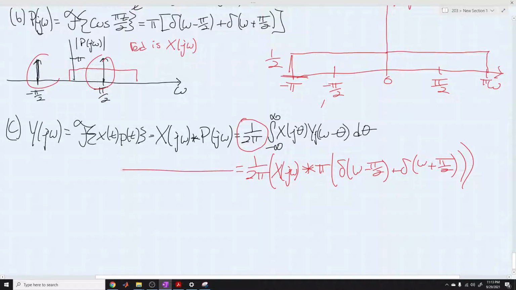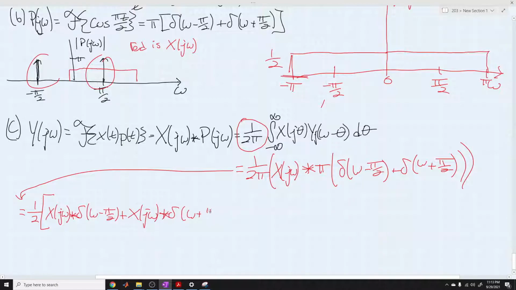Now, convolution is distributive, so I'm going to pull this pi out front. So I'd have pi over 2 pi, and everybody knows what that is. That's equal to 1 over 2. And now I'm going to apply the distributive property, so I get X of j omega convolved with delta of omega minus pi over 2 plus X of j omega convolved with delta of omega plus pi over 2.